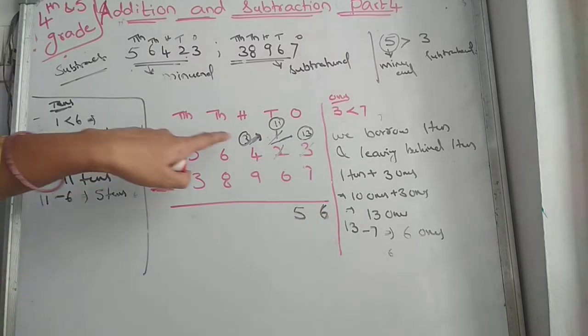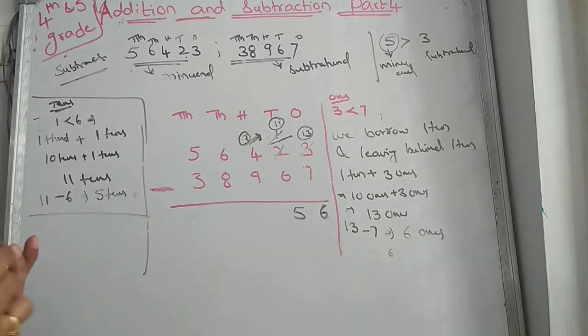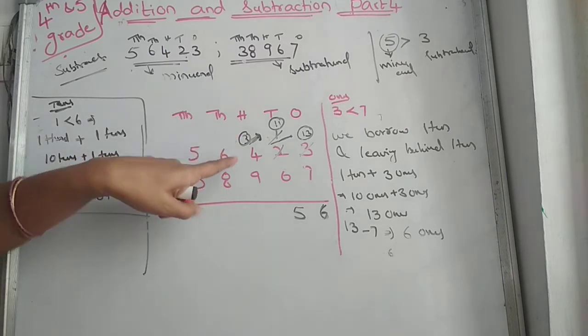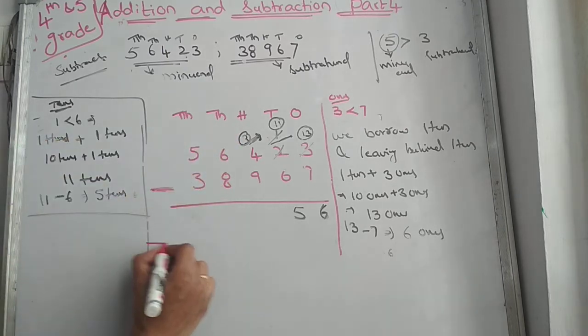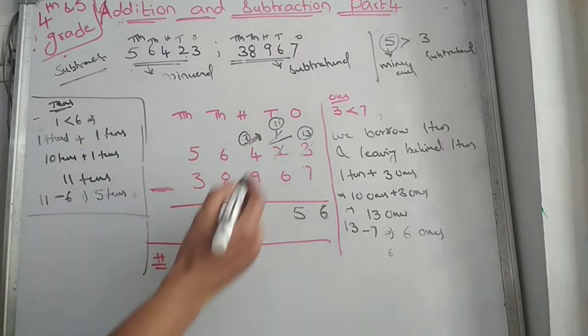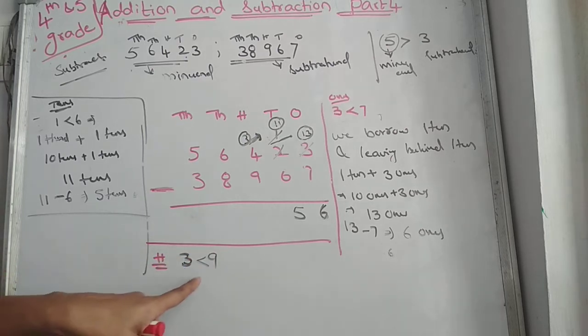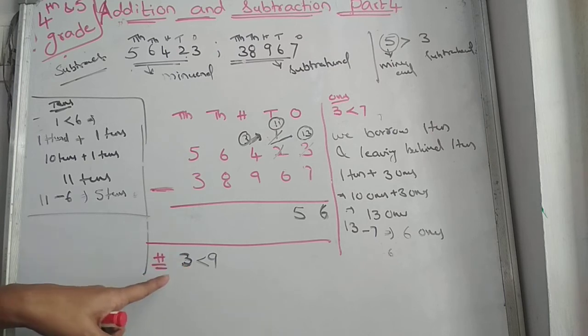Then what do we have here? Again see the hundreds place. In the hundreds place, here we have 3. The number is 3. 3 minus 9 means 3 is less than 9. Again 3 is a small number. So what do we do here?